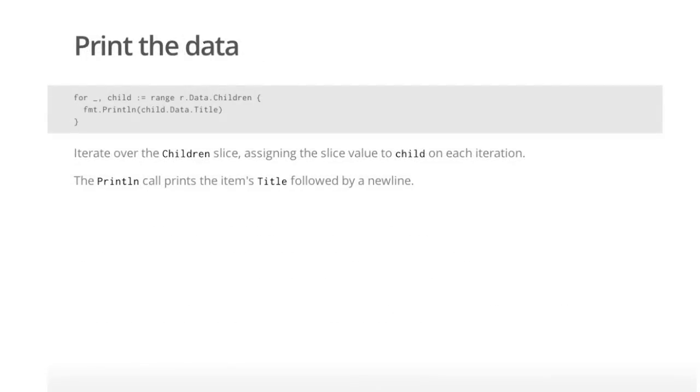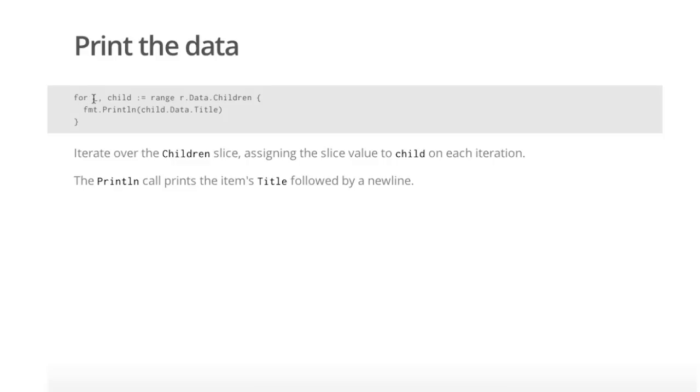Now we need to print the data. To do that, we use a for loop to iterate over our children slice, printing each child's title in turn. This for loop uses a range clause, which is a kind of shorthand for iterating over internal data types such as slices and maps. For each iteration of the loop, we assign a value from the child slice to this child variable. This underscore here signifies that I'm ignoring a value.